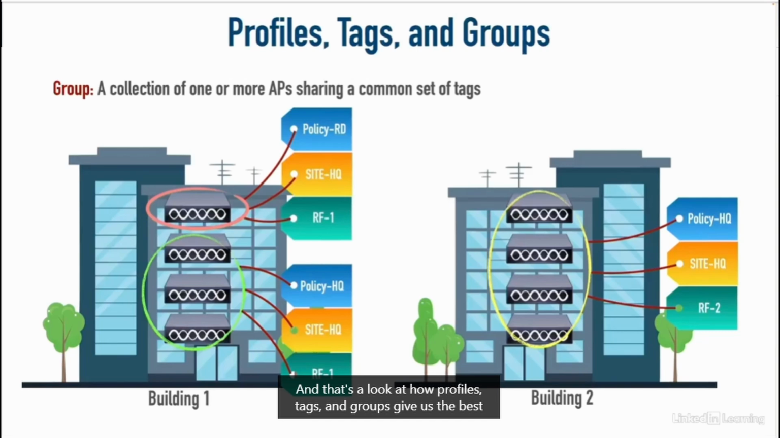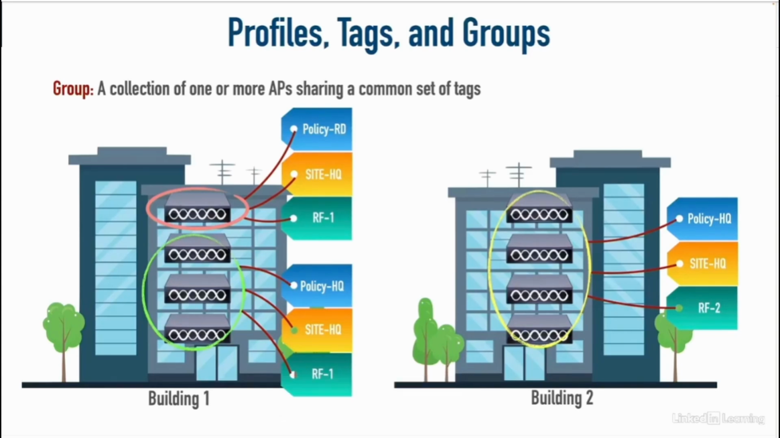And that's a look at how profiles, tags, and groups give us the best of both worlds when we're comparing autonomous versus lightweight access points. By using profiles, tags, and groups, we don't have to configure all of the APs one at a time, but we can do granular configuration when we need to.